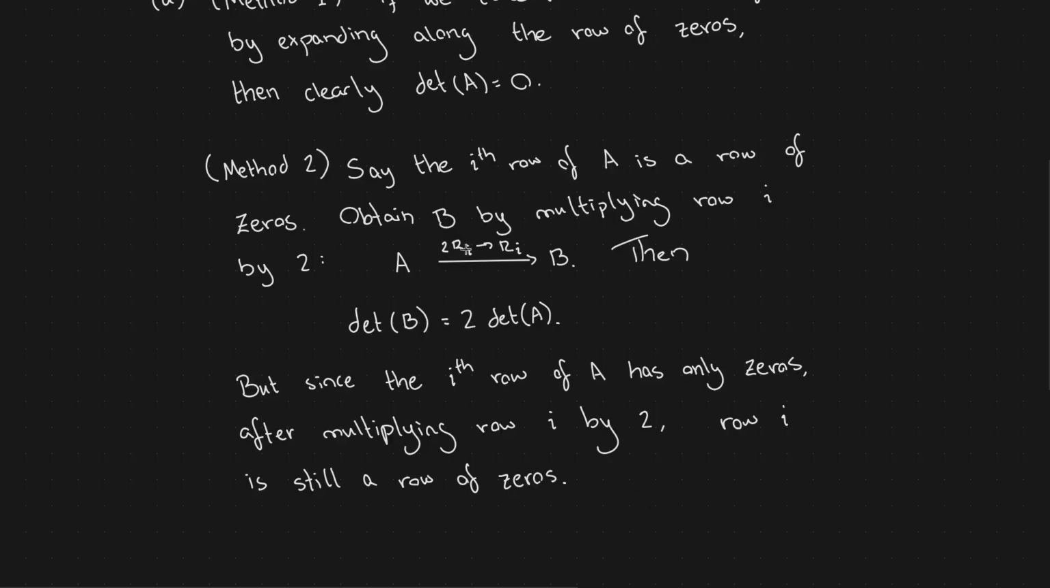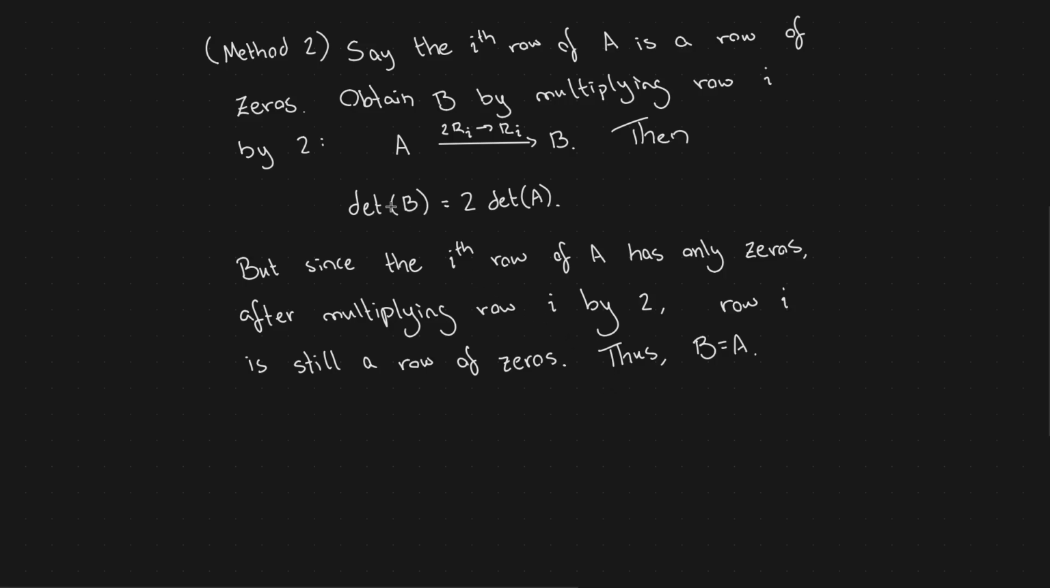Now, that's the only thing we did to get from A to B. We multiplied row I by 2, but nothing changed, right? Since row I has only zeros, 2 times row I is my new row I, but it's still the same row I. So my new matrix and my old matrix are the same. Which means determinant of B is also equal to the determinant of A.